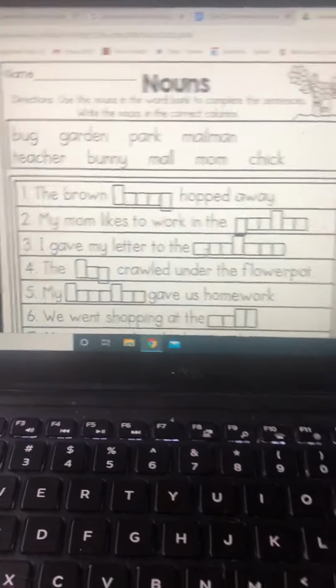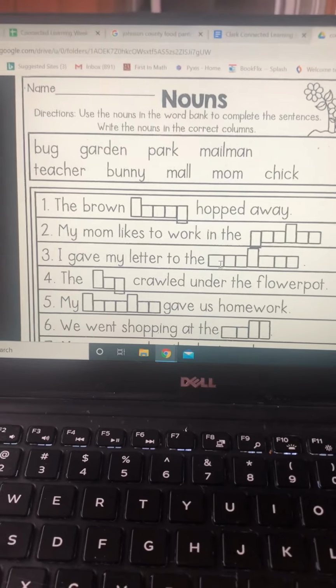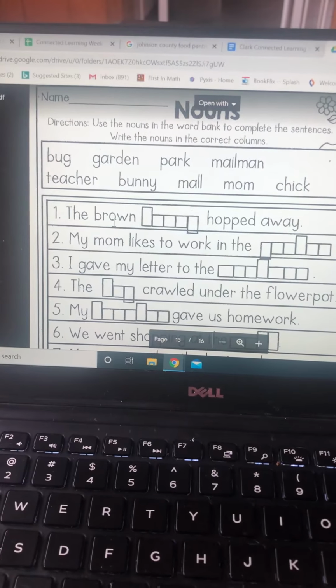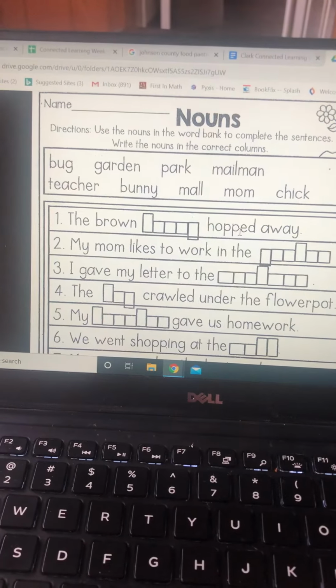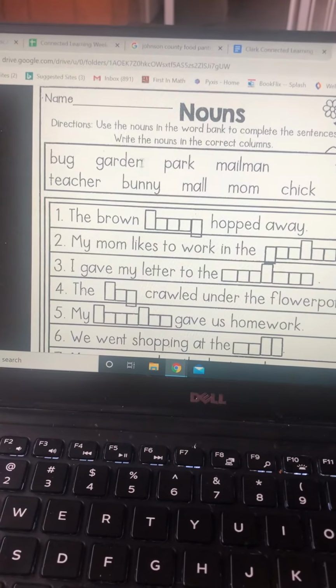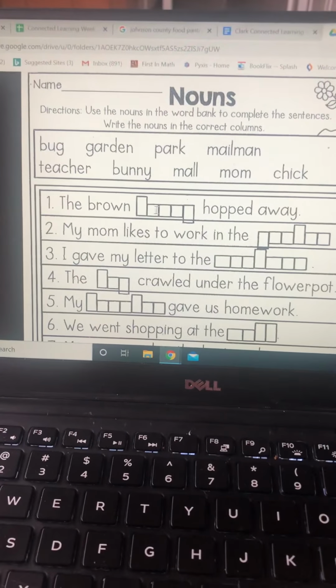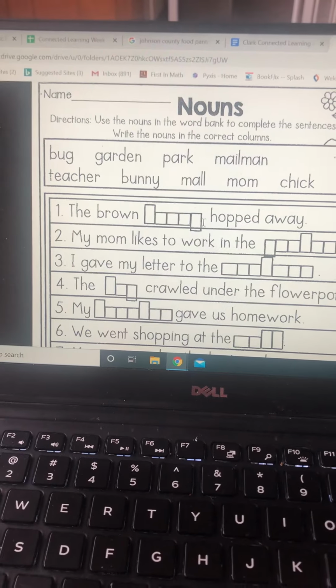Page 12 of our packet is another word work activity. We learned about nouns. Nouns are a person, a place, or a thing. And the sentences, there's a word bank here with several different nouns. The sentences have an empty spot where a word goes. Students should choose a word from the box to fill into the sentence. There are letter boxes to kind of guide them and let them know if they're correct.